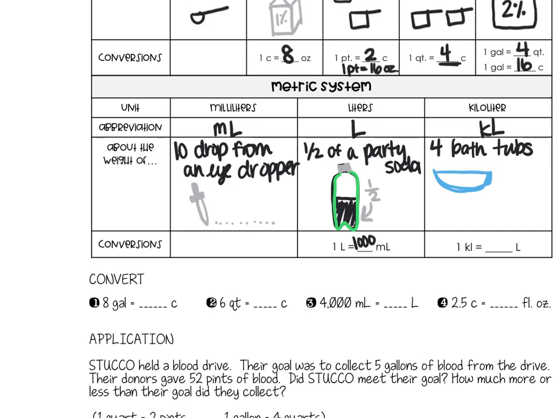So maybe a pool or a water tower or something like a pond, a fountain. Someone said in class a fountain. So you want to think something really big like that has a lot of water. And a kiloliter is, again, 1000 liters.